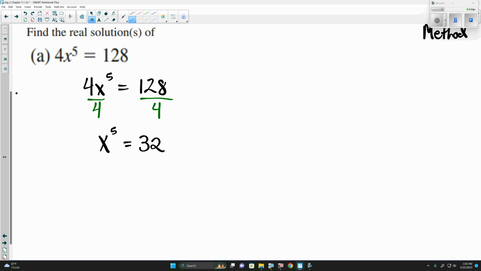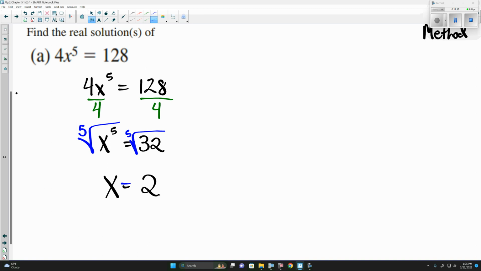Now, when we did the square root method, our next step would be to take the square root of both sides. But will the square root of x to the 5th simplify that? Well, no, that would just simplify to x squared. So what do we need to take? We need to take the 5th root, because the 5th root of x to the 5th will be x. And the 5th root of 32 is 2.